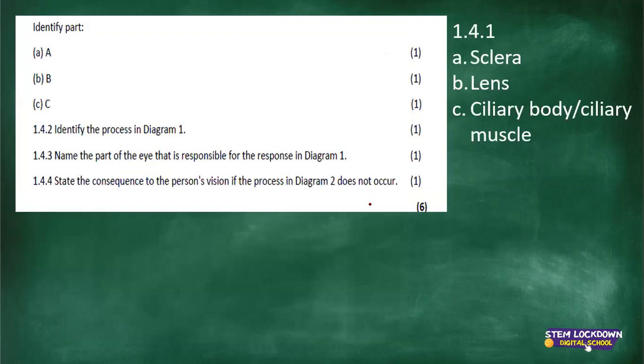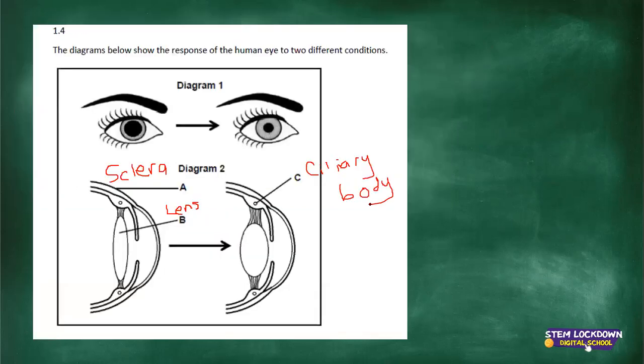Okay, and then question 1.4.2. Identify the process in diagram one. What process is happening here? Remember the work we learned and look at the diagram clearly.